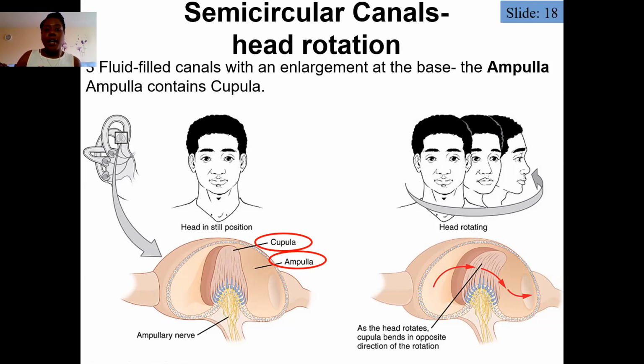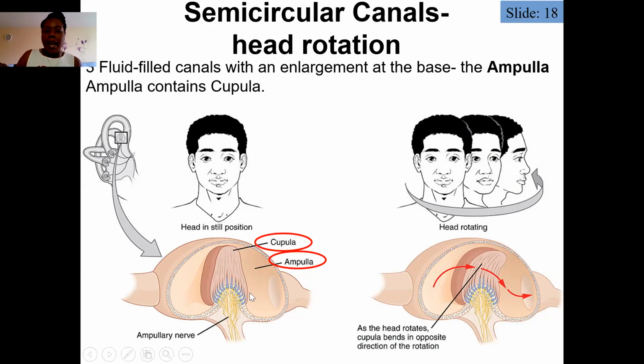So we've got three fluid-filled canals, which are enlarged in the semicircular canals. We've got the ampulla, and inside the ampulla, we've got the cupula. So we can see here this bulge at the base of the semicircular canals. So these are the canals. And at the base of these canals, we've got these two structures that I'm going to talk about here. So the ampulla outside, and if we go inside the ampulla, we can see the smaller cupula.